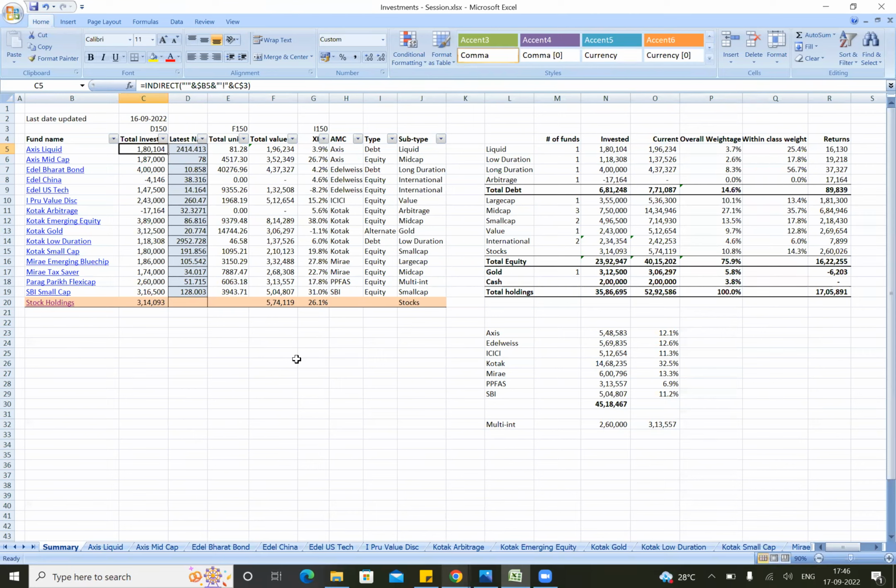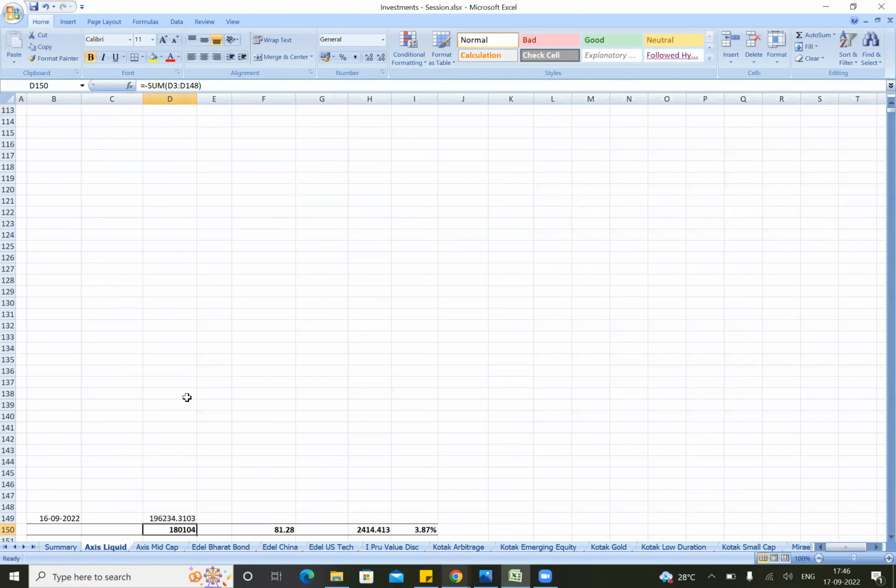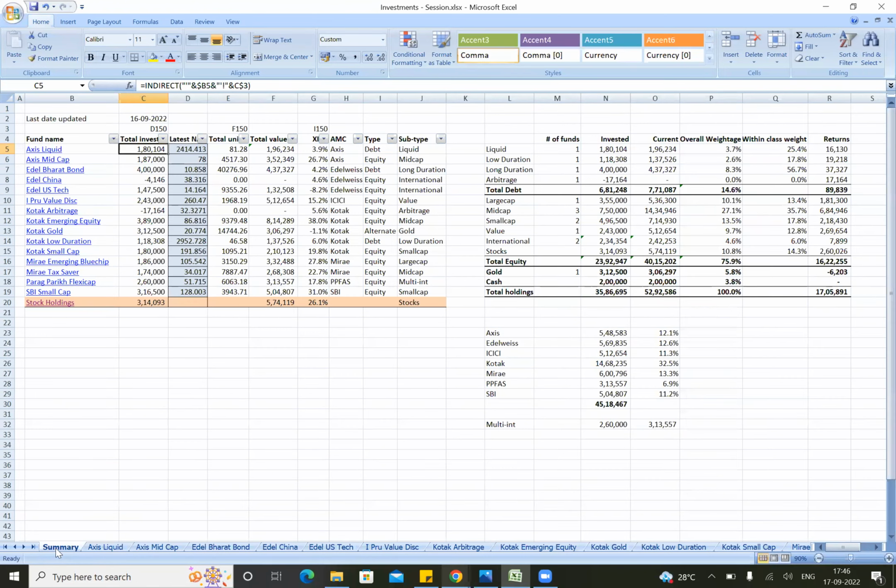Just look at this formula, INDIRECT. What does that mean? This is a pretty interesting concept. If you look at this formula, it says INDIRECT, then a colon, then B5, which is excess liquid, and then D50. What does that mean? Let's say I need to pull out this number, 180,104, to my home sheet. Either I can do this equal to, and then go to excess liquid. But I know that in each sheet, D150 has the number which I need. So I have linked this cell to this one.